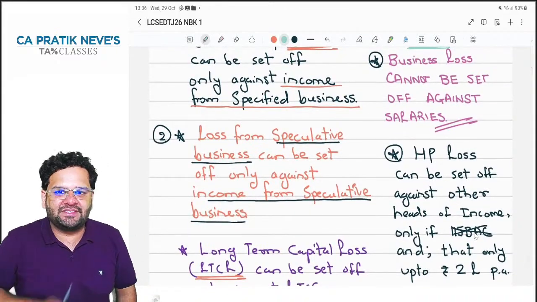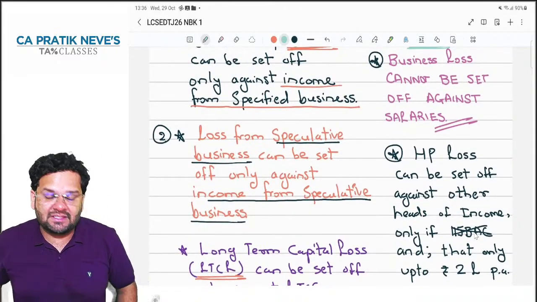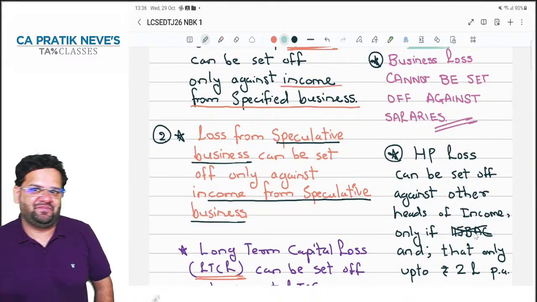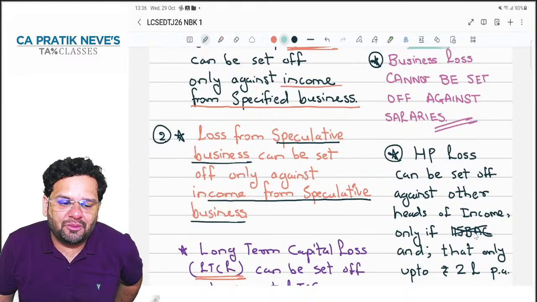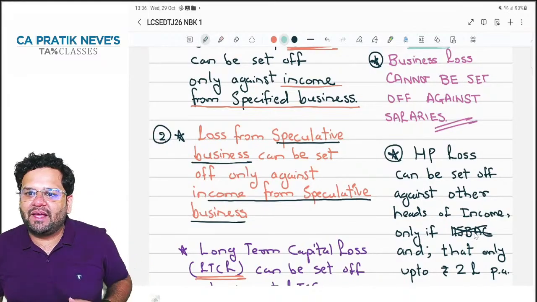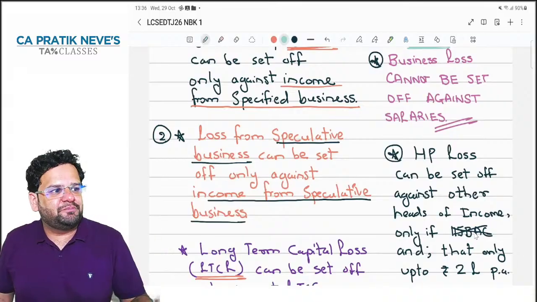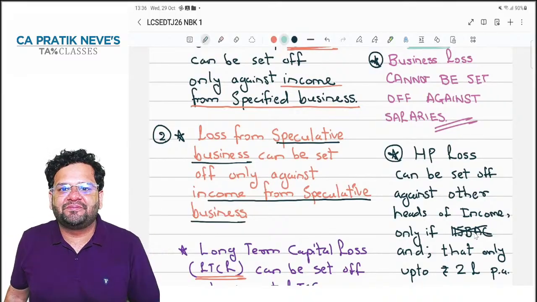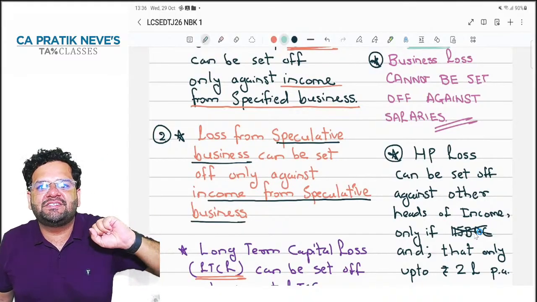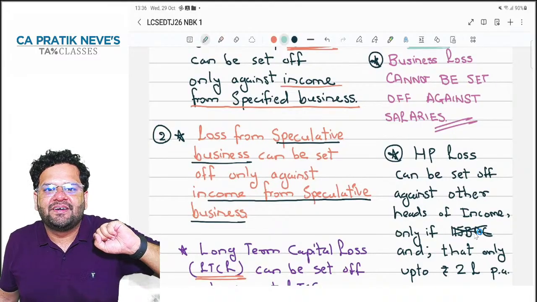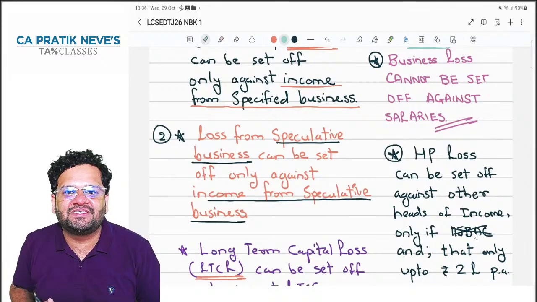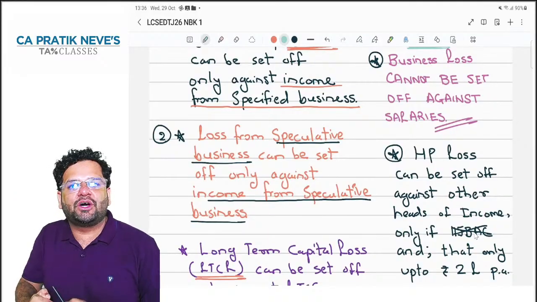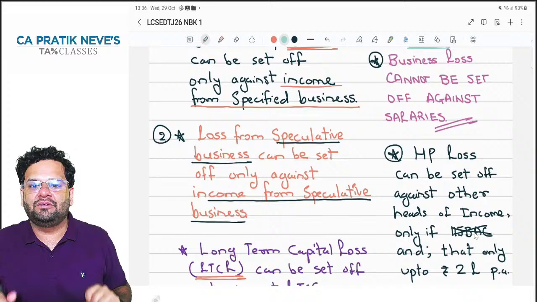Business loss cannot be set off against income from salaries. Otherwise, what will happen? Every salaried person will start a business, show expenses in business and say that there is a loss in business, allow it to be set off against salaries so that my taxable income goes down. But that is not allowed.